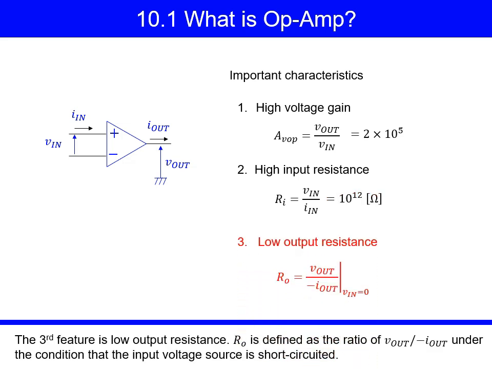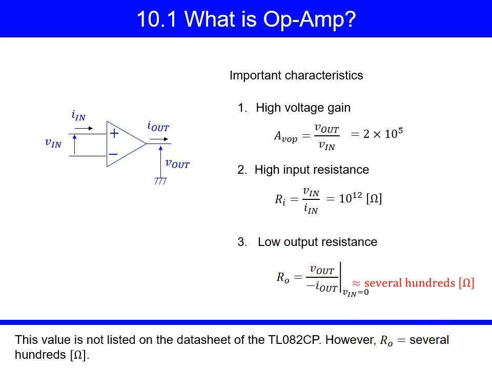The third feature is low output resistance. RO is defined as the ratio of Vout to -Iout, under the condition that the input voltage source is short-circuited. This value is not listed on the data sheet of the TL082CP. However, RO equals several hundred ohms.